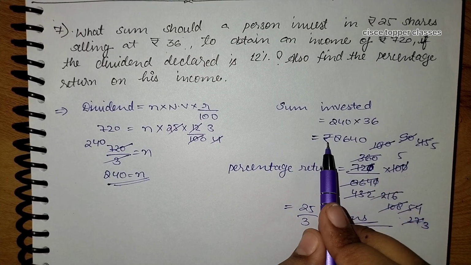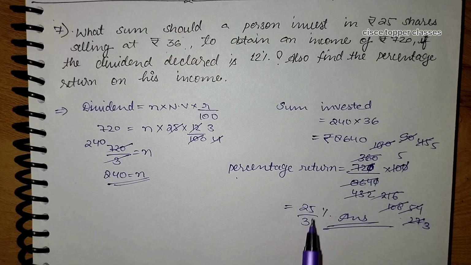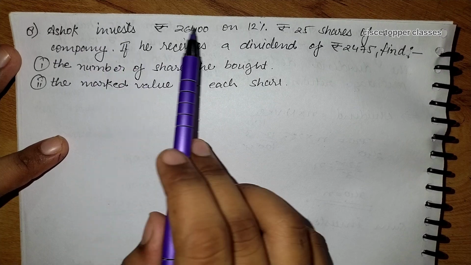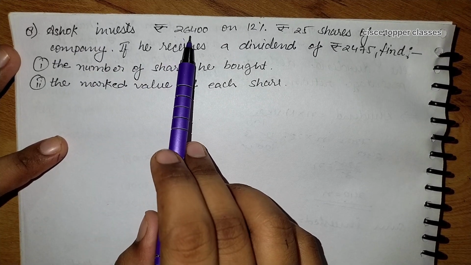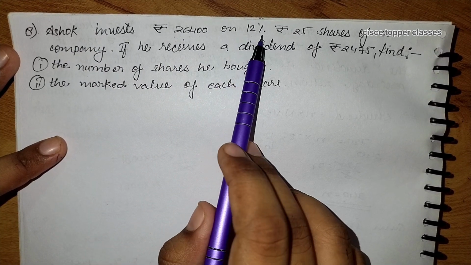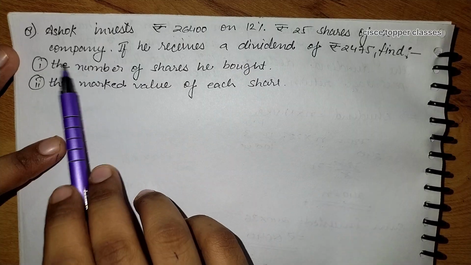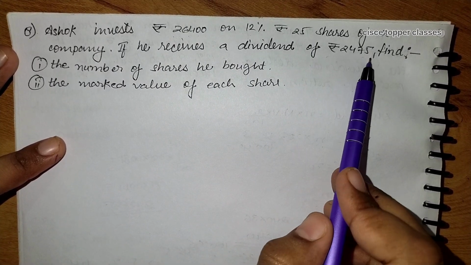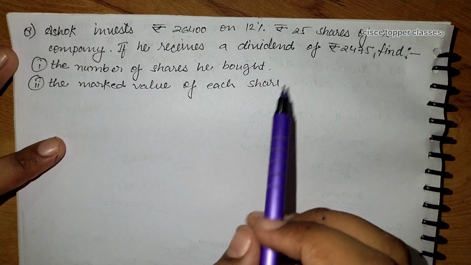This is the sum invested we have to find in this question, and this is the percentage return. So this is the final solution of question number 7 here. Now let us solve your question number 8. Ashok invests rupees 26,400 on 12% rupees 25 shares of a company. If he receives a dividend of rupees 2,475, then find the number of shares he bought.